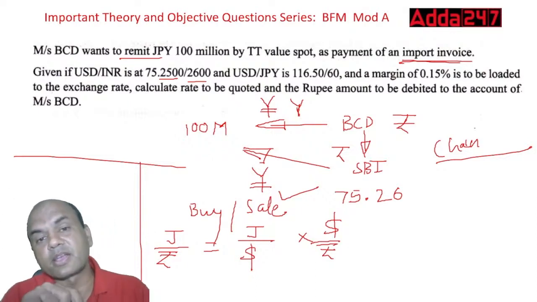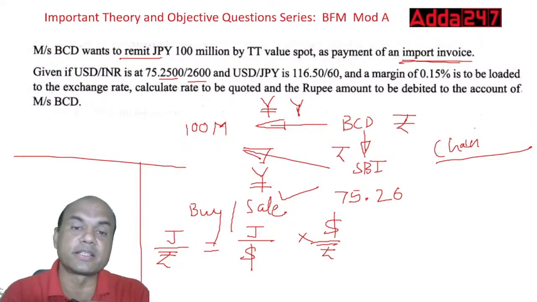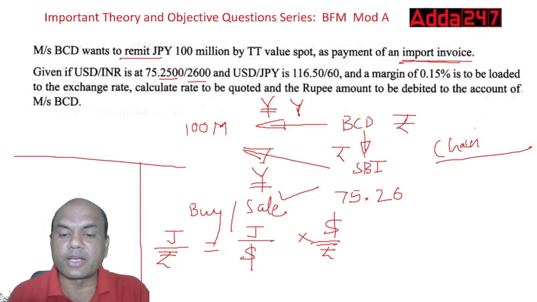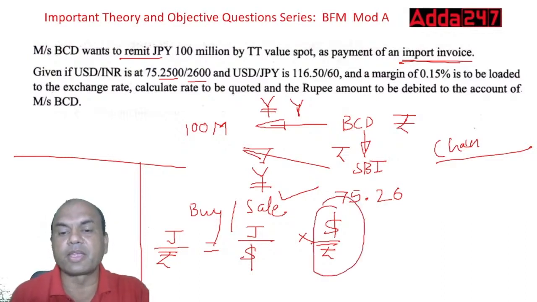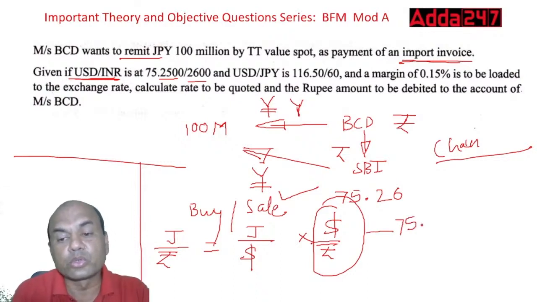Now do I have these rates? Let's check this. What am I having? This dollar to rupee. Look at this. Dollar to rupee, this I am having it. Why? USD to INR. See this. USD to INR, dollar to rupee. I am having this. So this is what rate? 75 point, give me, 75.26 sale rate, right? Because I am selling it.